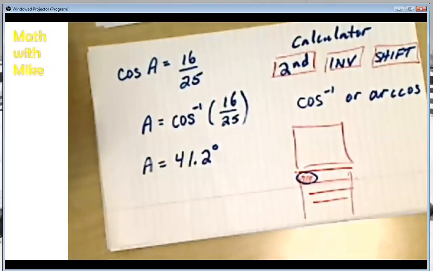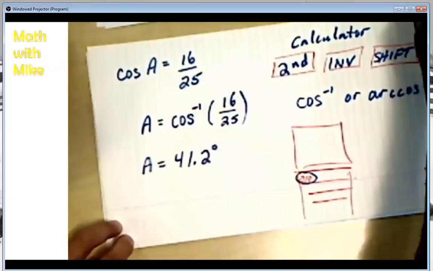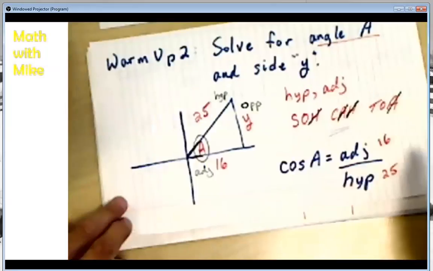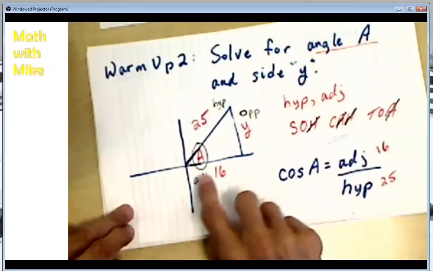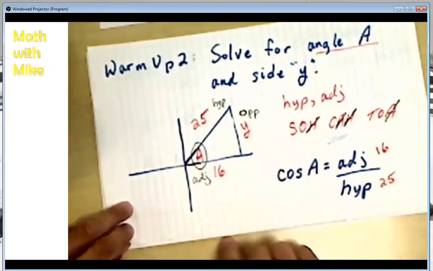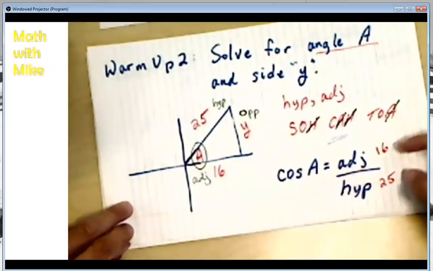Okay, but this is how you find the angle. And it's in the video from last week as well. So what do we do to find the angle? Usual steps: circle, label the sides. When we're finding the angle, we choose the one with the sides that have numbers.